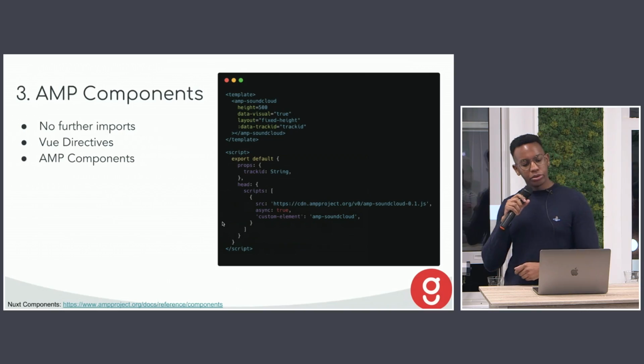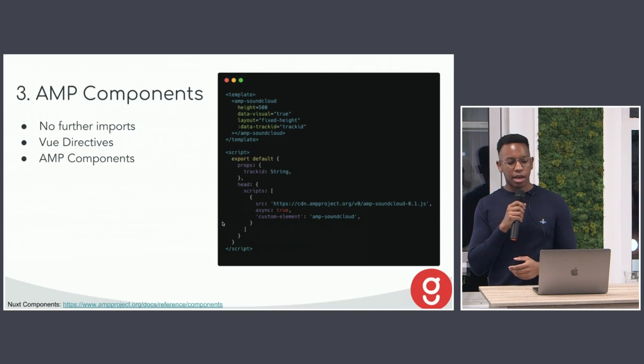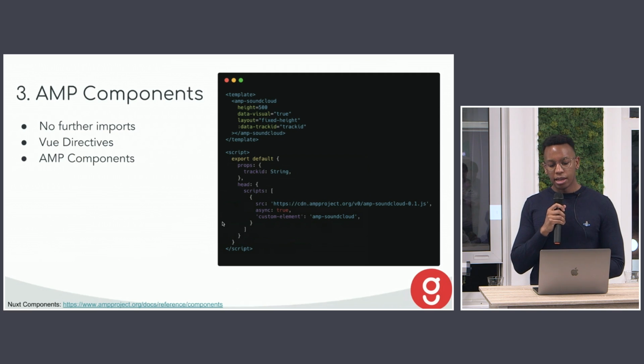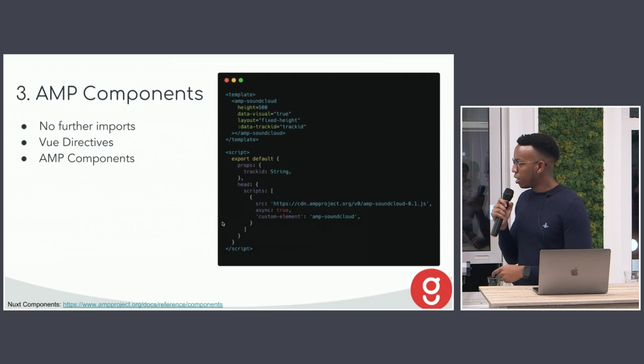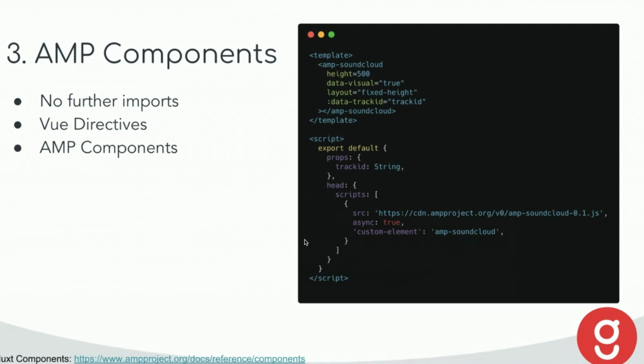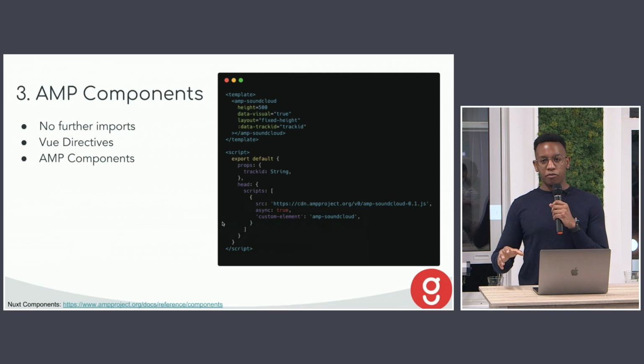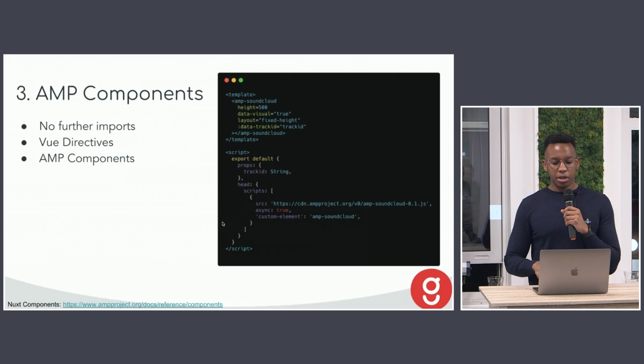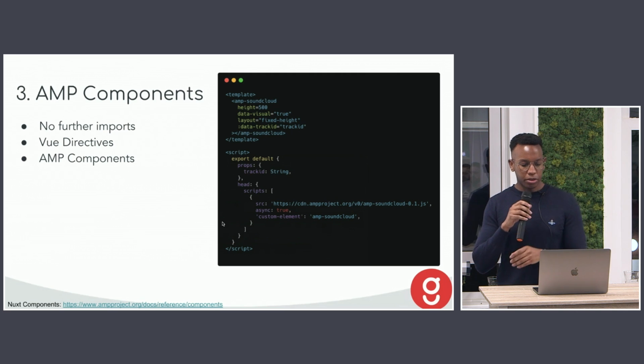Third thing that we need to do is use our AMP components. Here I'm using a custom component. This is coming from the AMP extended library. It's a SoundCloud component, and it's also using Vue directive to load in a custom track ID. So this is a good example of a way of creating a component I can reuse across my site, but is still taking dynamic data from Vue.